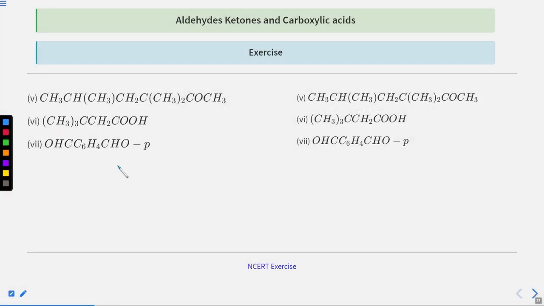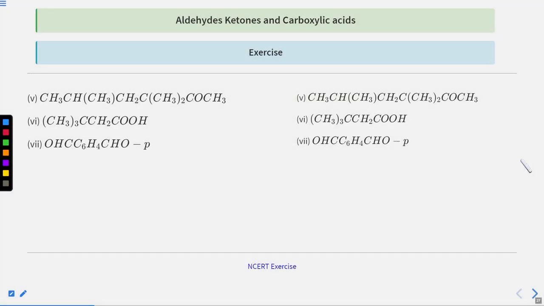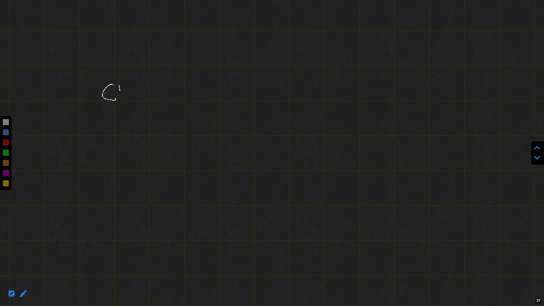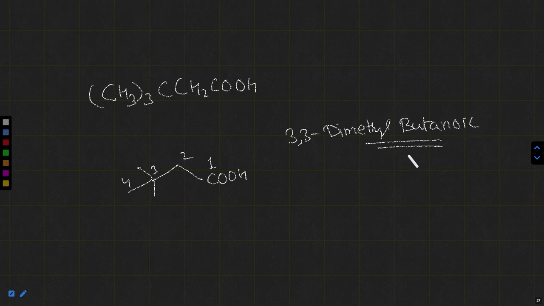Next is what? Next is CH3 whole thrice, C, CH2 COOH. Again we will expand this. 1, 2, 3 and 4. So but at 3 position, dimethyl butanoic acid. Clear?